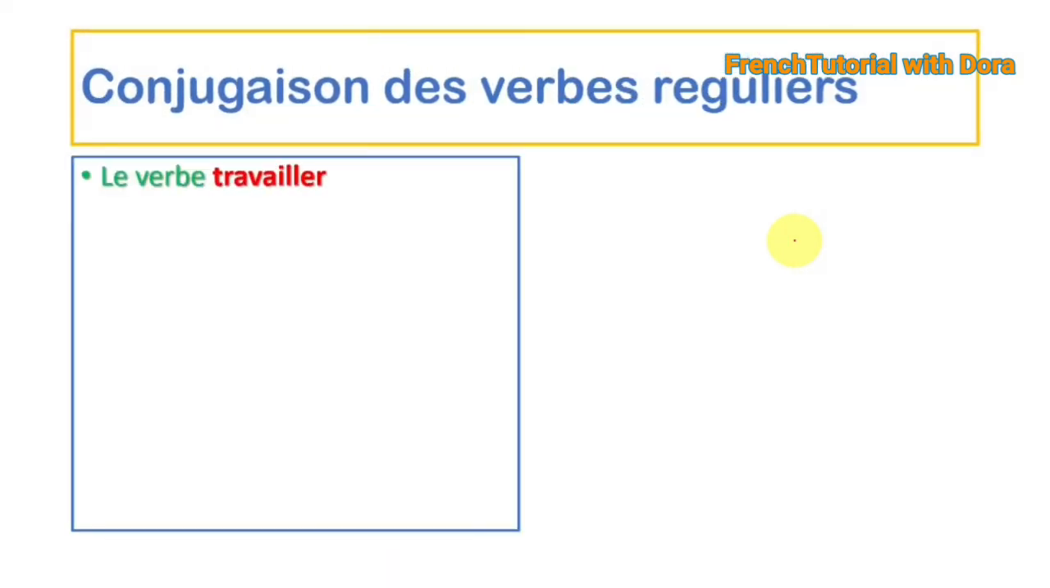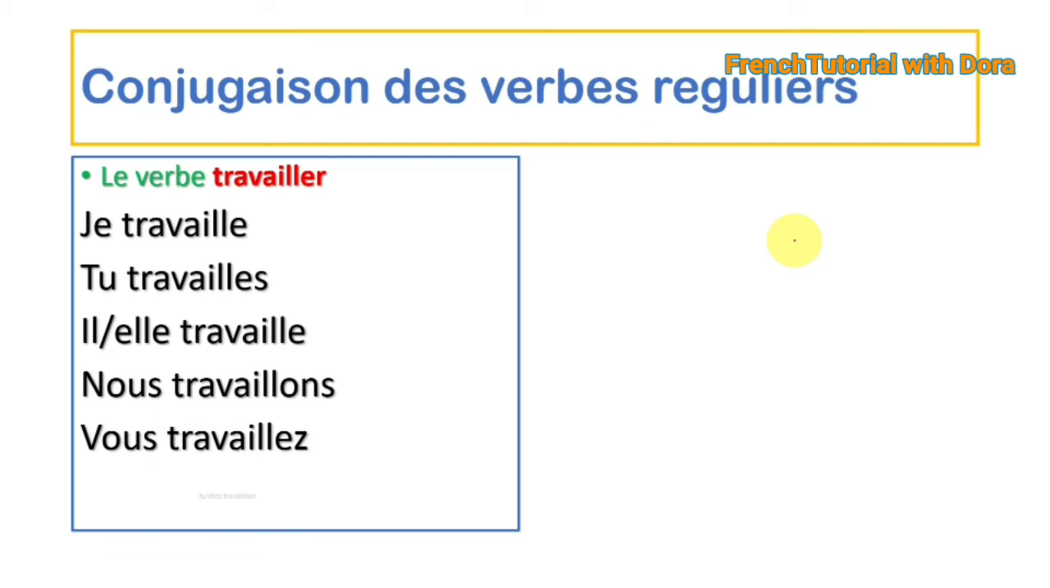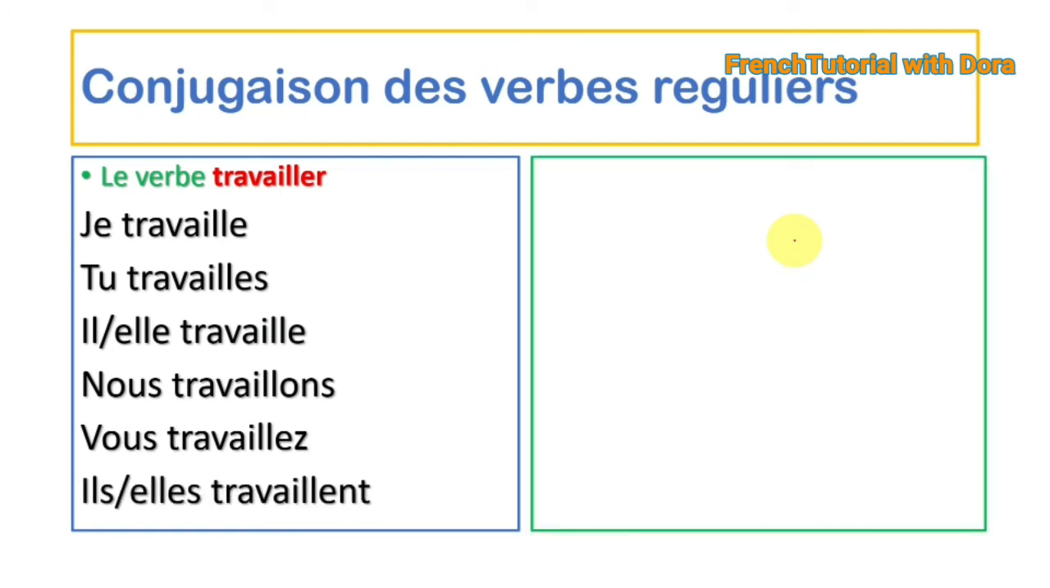Now we are going to look at another verb, the verb travailler. The verb travailler is the verb to work. Now I'm giving you this verb because you will need it when you want to talk about where you work, all right? Je travaille, tu travailles, il travaille, elle travaille, nous travaillons, vous travaillez, ils travaillent, elles travaillent.